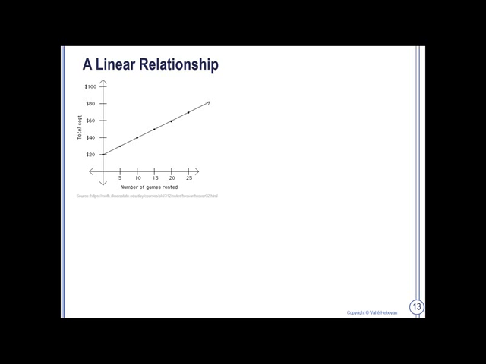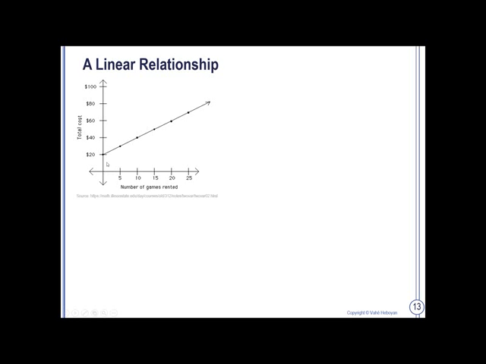On the X, which is the horizontal, we have the number of games that have been rented, right? We have 5, 10, 15, 20, 25. Then on the vertical, our Y-axis, we have the total cost of the rental. As you can see, if you rent 5 games, it's going to cost you about $30. If you rent 10 games, it's going to cost you about 40 bucks. 15 games, about 50. 20 is $60. 25 is approximately $70, and so on.